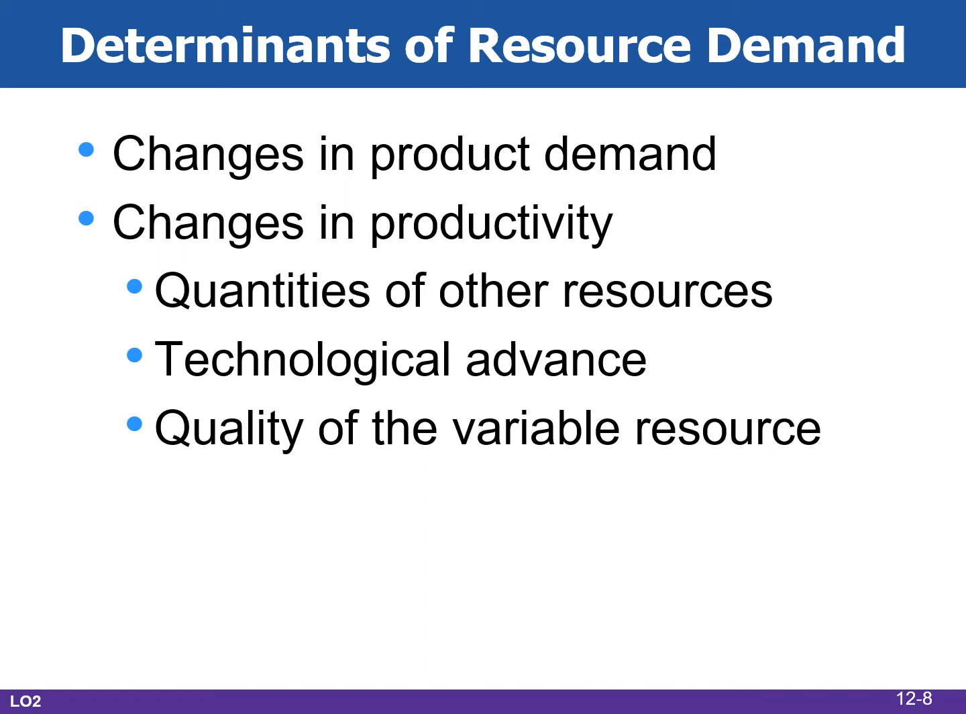The first factor underneath the change in productivity is the quantities of other resources. So the marginal productivity of any resource is going to vary with the quantities of other resources used with it. For instance, the greater the amount of capital and land resource used with labor, the greater will be labor's marginal productivity and therefore labor demand.